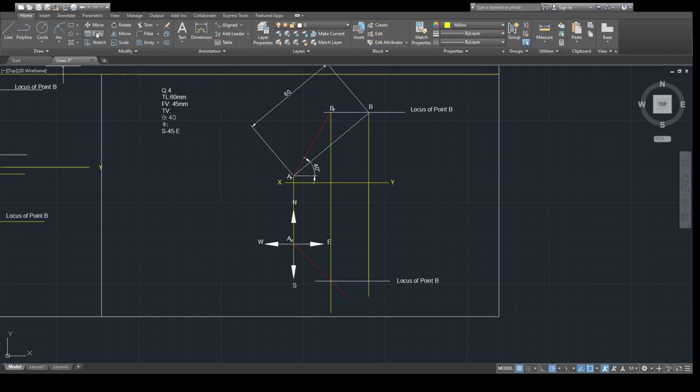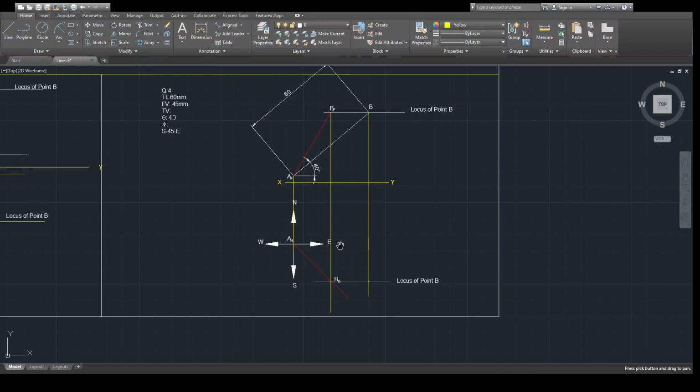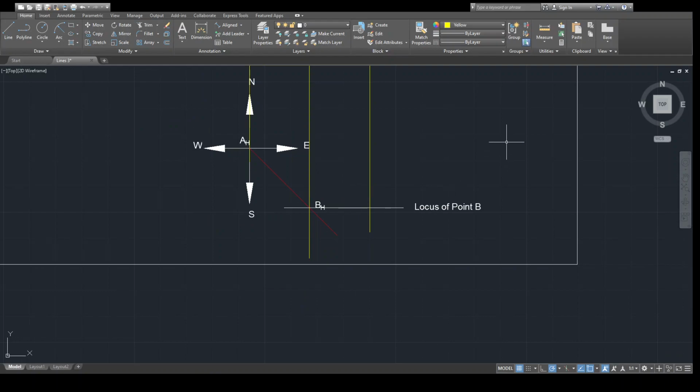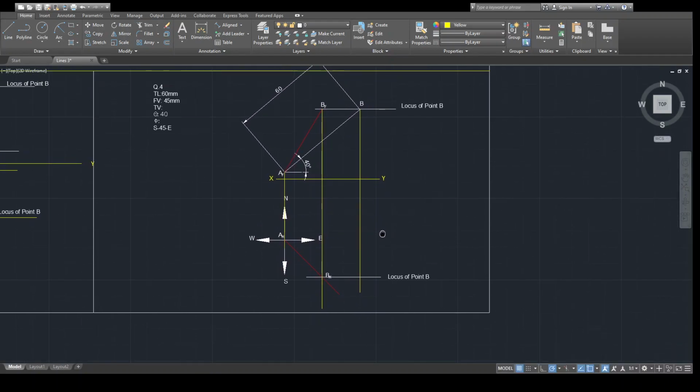So copy this notation, same notations I will carry here. Instead of F I will write H. So it is BH. Okay, so it's very simple.